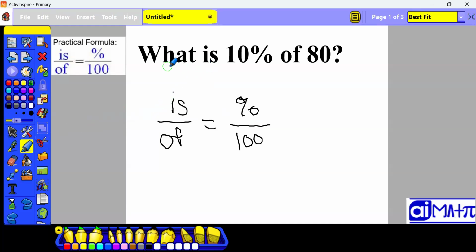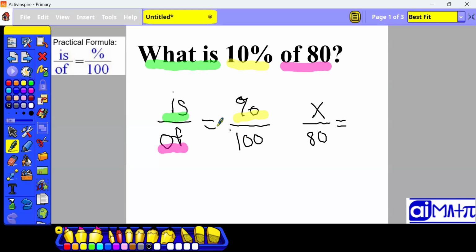Looking at the question, it says what is, that means we do not know our is number. Then they say 10%. And it says of 80. You'll follow along on your own paper, setting up the question. We're going to use the numbers that we have and put them in the positions of the formula. The is number we don't know, and when you don't know something in math, use a variable, we'll use x. The of number is 80.